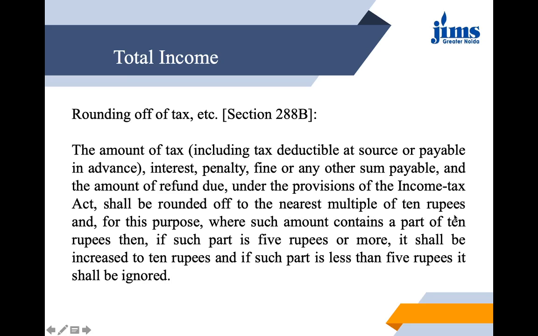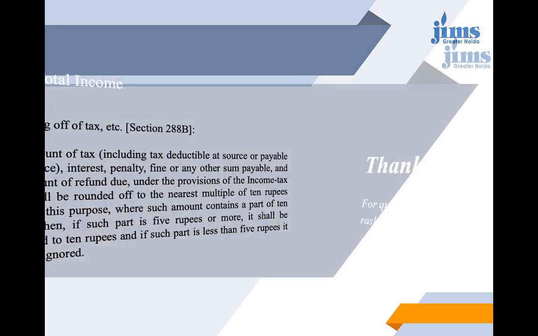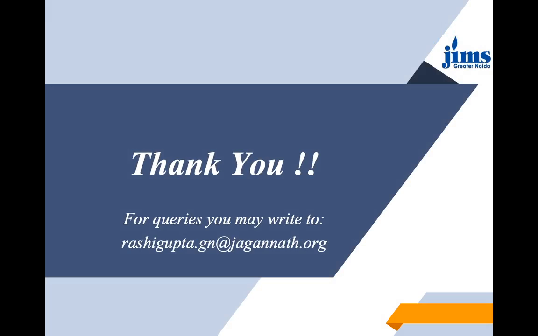So same way like we studied how to round off the income, same way we round off the tax also up to the nearest multiple of 10 rupees. And for that purpose, where such amounts contain a part of 10 rupees, then if such part is 5 rupees or more, it shall be increased, means it would be rounded up, and if such part is less than 5 rupees, it shall be ignored, means it would be rounded down, the same way like we did for the income. So we have completed here the meaning of income, total income and gross total income, and seen how to round off the amount of income and the amount of tax whichever is applicable on that particular income.